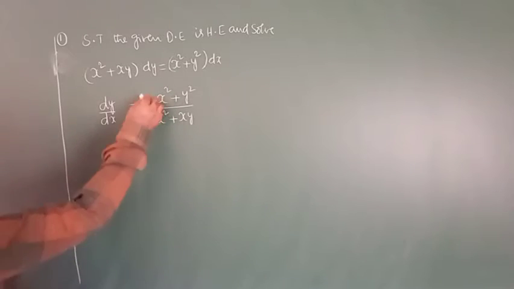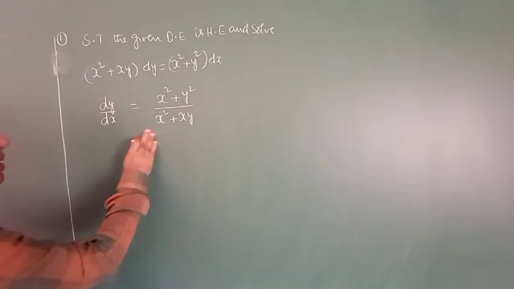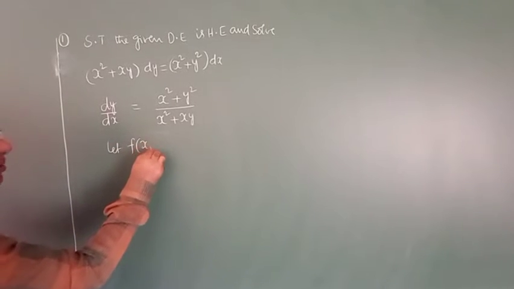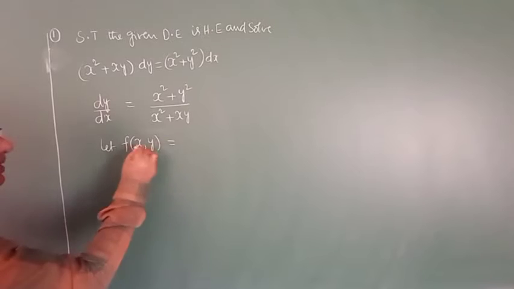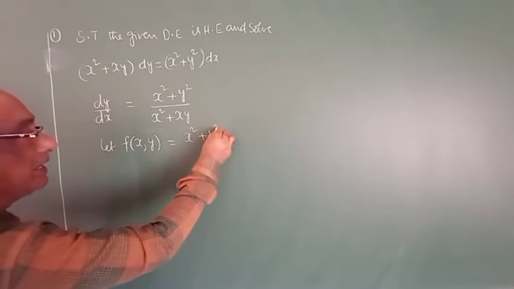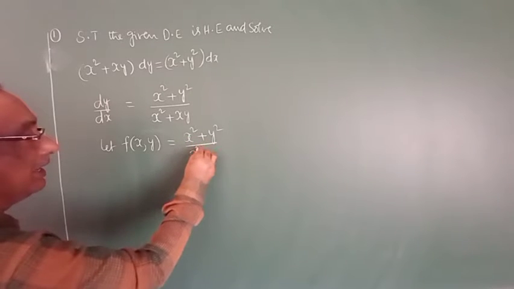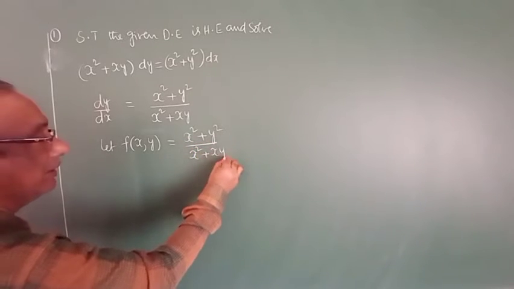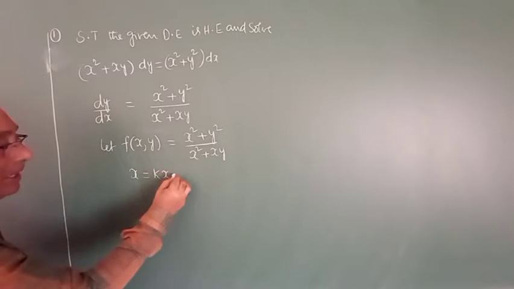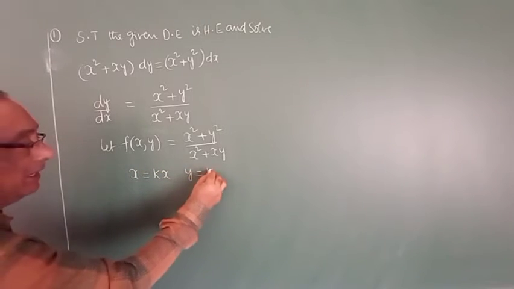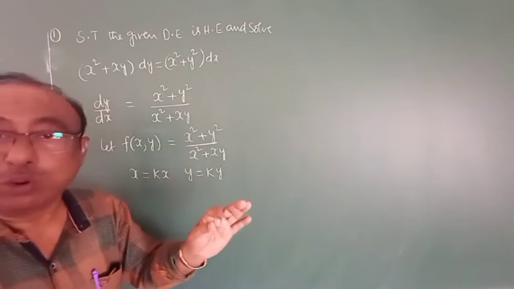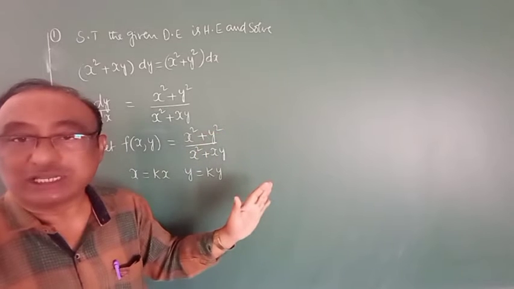First, given this right-hand side part, let it be f of x comma y, because that is the equation in terms of x comma y. In place of x take kx, in place of y take ky, and substitute in this equation. If k to the power 0 results, then it is a homogeneous equation.